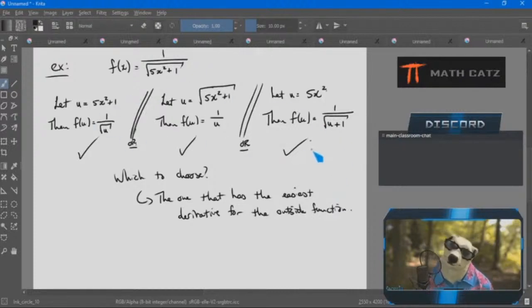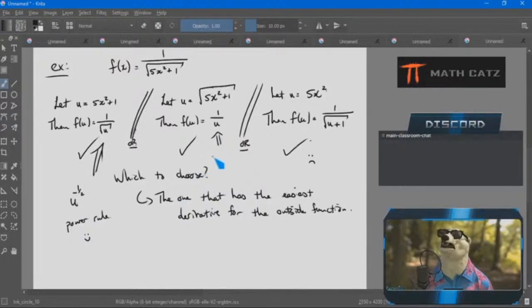So of these, I will not choose the last one. I'll put a sad face next to it. It's still correct, but moving forward, when I'm putting a derivative layer on top of this, that guy is not going to be the nicest outside function to work with. I don't even know what to do at this stage. Whereas the first two are going to be pretty doable, right? This one I can see as u to the negative 1/2, so it's a simple power rule. Smiley face, happy face.